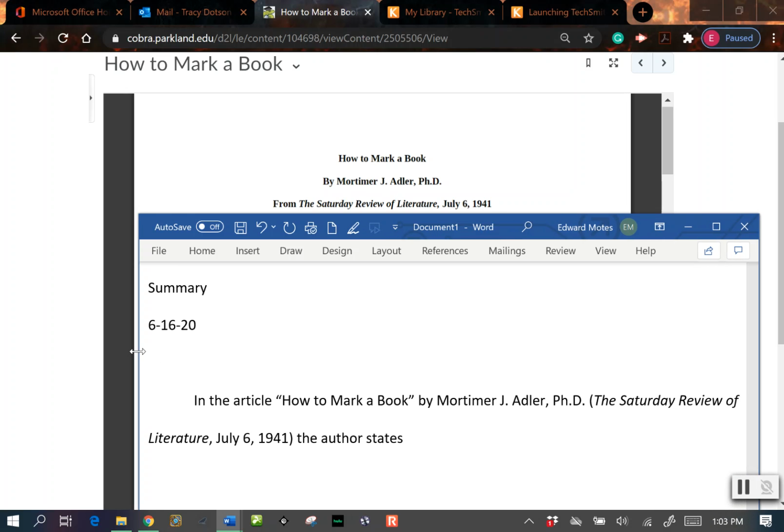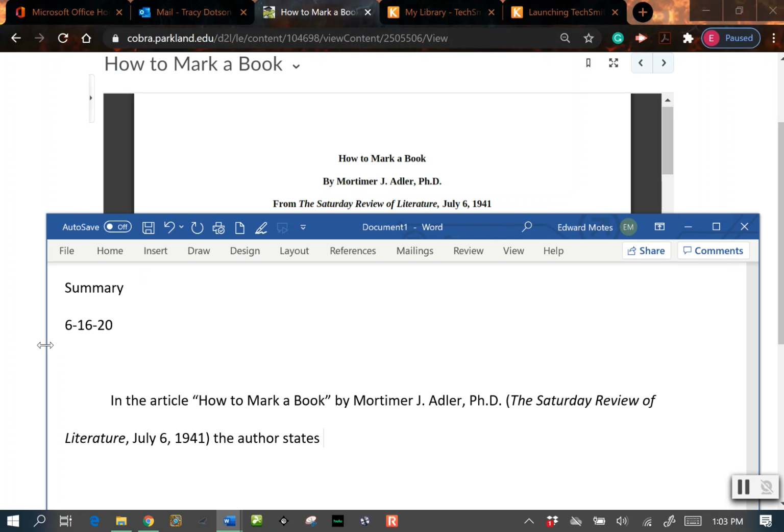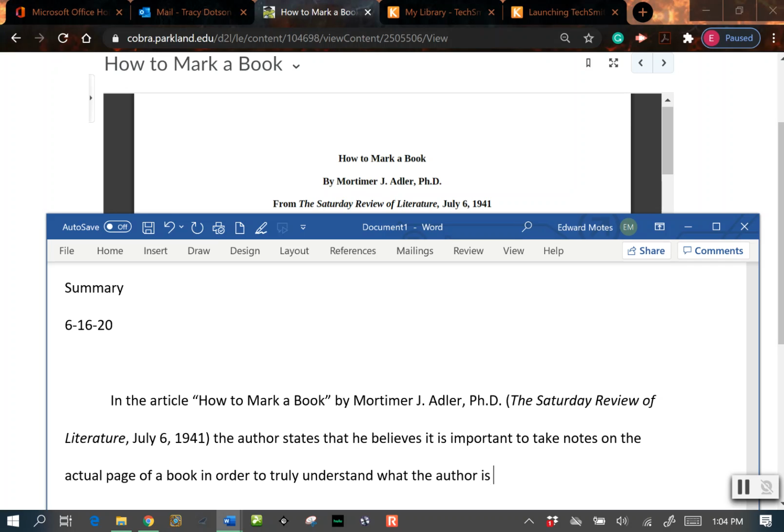Okay, so looking back at this article, what was the overall point that Adler was trying to make? All right, he was talking about marking up your book and why it's so important. So we have to put that into our own words. Okay, so in the article, "How to Mark Up a Book" by Mortimer J. Adler, PhD, the author states that he believes it is important to take notes on the actual page of a book in order to truly understand what the author is saying.